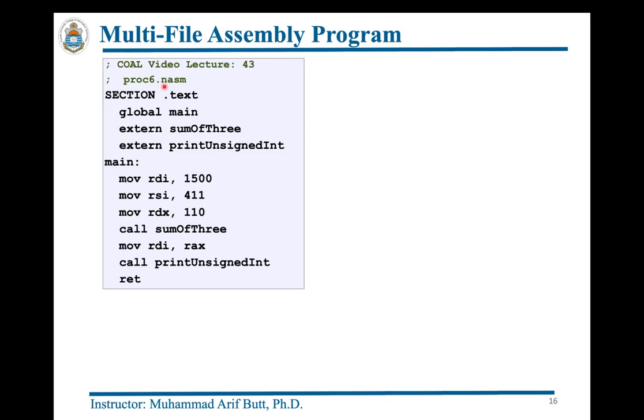Dear students, when you try to assemble this file using this command, it will successfully assemble by generating the proc6.o file, the object file. This is because I have used the extern directive over here, telling the assembler that these two labels, sum of 3 and print unsigned int, are external to this file and are defined in some other file as global. And it will be the job of the linker later on to resolve them. So the .o file will successfully be created.